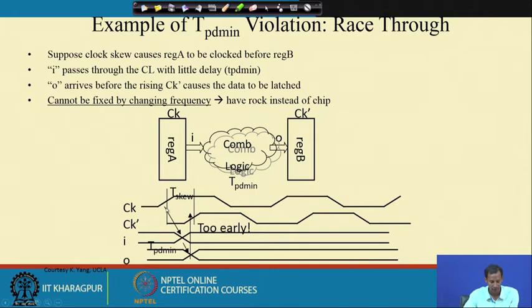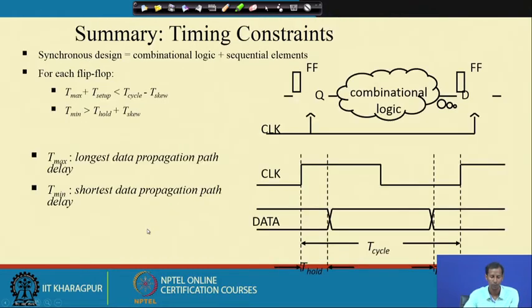Here this input is dependent on the clock, and this register B is dependent on the clock bar. Based on that, the timing constraint can be summarized as follows for any synchronous design. It will be combinational logic plus the delay associated with the sequential element. For each flip flop, this condition has to be satisfied: T max plus T setup will be less than T cycle minus T skew, and T minimum will be greater than T hold plus T skew, where T max is the longest data propagation path delay and T minimum is the shortest data propagation path delay.